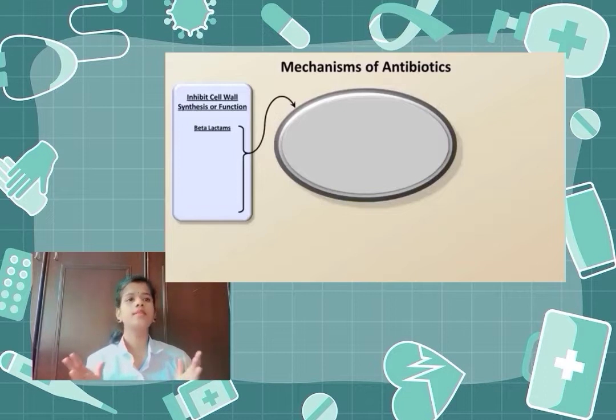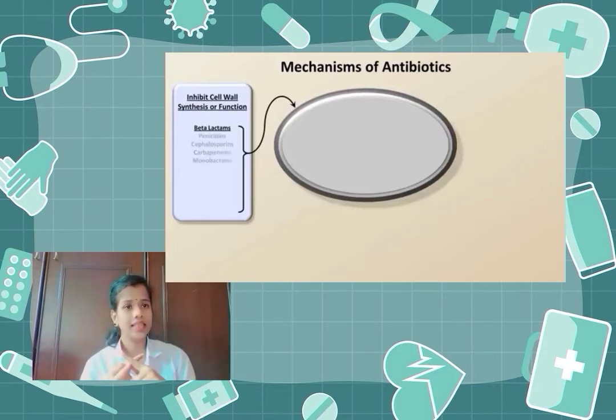This is a very distinct class of antibiotics, which has subclasses, and the subclasses can be broken down broadly into penicillins, cephalosporins, carbapenems, and monobactams. I will talk more about this in a few minutes.